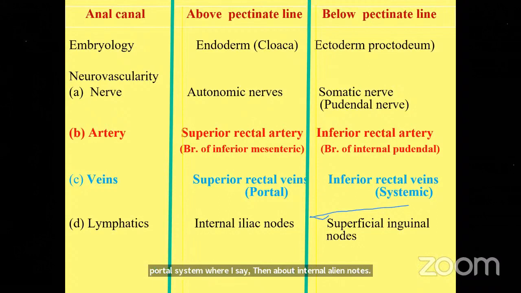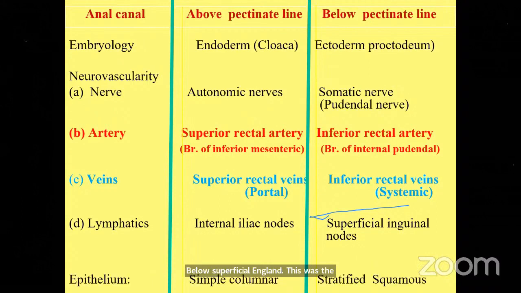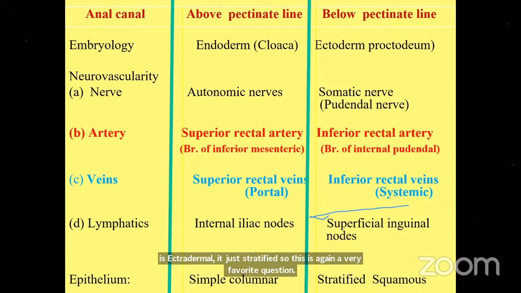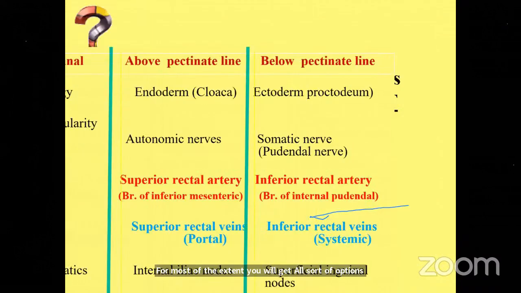This was the question which we were discussing. And coming to the epithelium, above you have simple columnar, and below, since it's ectodermal, it is stratified squamous. So this is again a very favorite question. For most of the exams, you will get all sort of options from this tabular column.